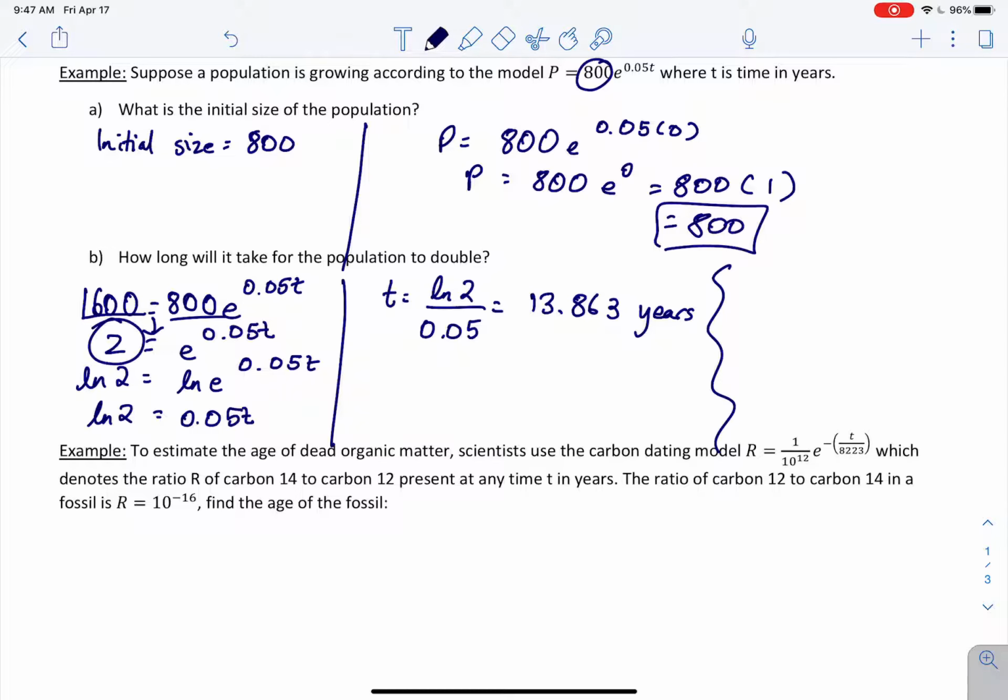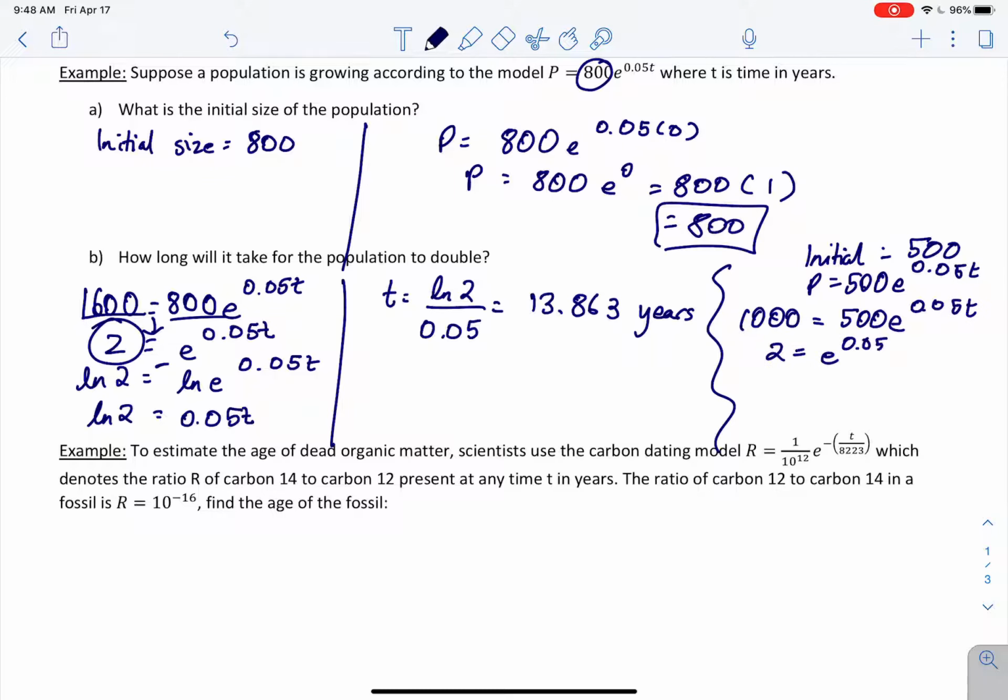That's the doubling. And then there's no initial value here anymore, which means if I say the initial value was 500, my population would be 500 e to the 0.05 t. Well, then to double it, I'll need 1000 equals 500 e to the 0.05 t. Divide both sides by 500, and I get the same equation again. And so when I solve it, I'll still get 13.863 years.